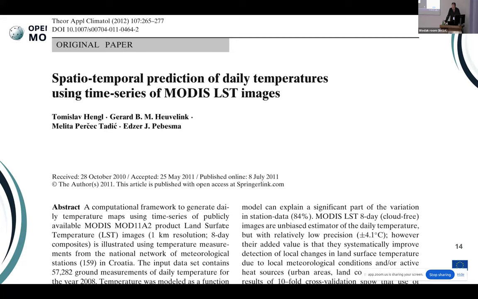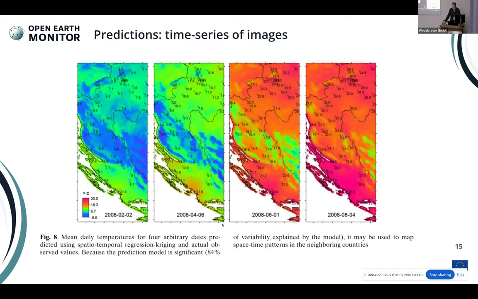So we made this paper with temperatures, and we did this space-time universal kriging, or regression kriging, and we published that paper back in 2012. As output, we create a time series of predictions, the same thing as I showed you with the 2D, where you had zinc values, and here you have temperatures at stations. We used MODIS land surface temperature as the main covariate, and we predict every month, or bimonthly, I don't know.